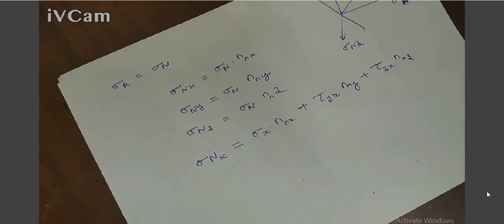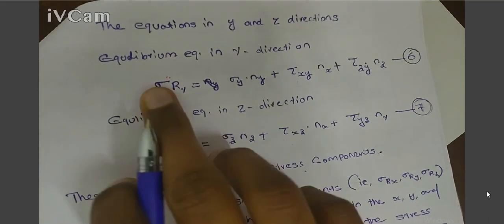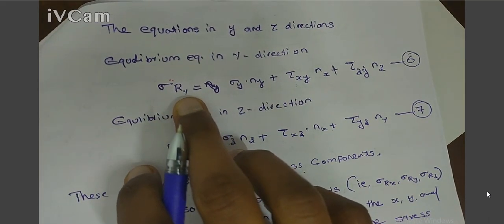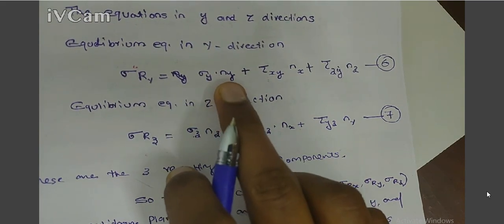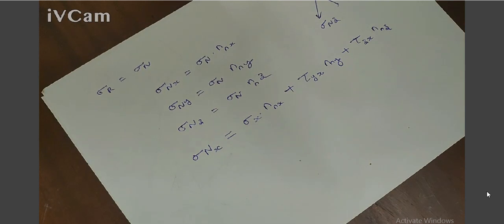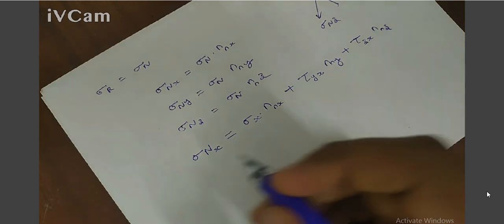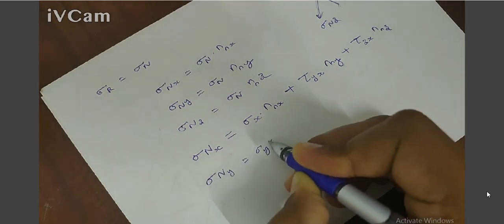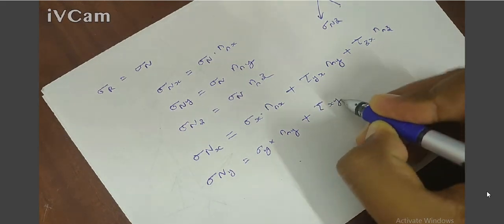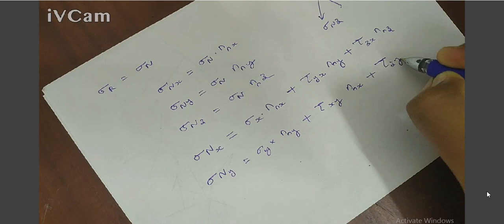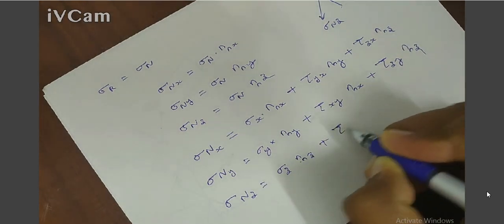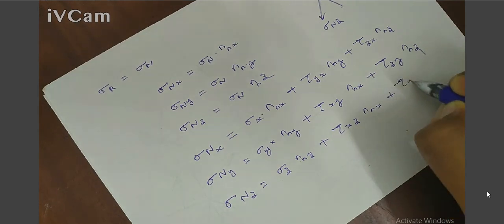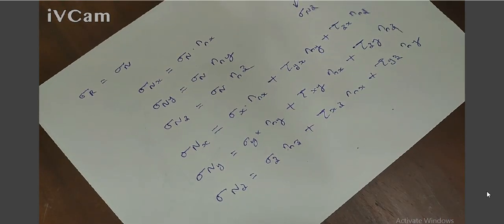Similarly, the next Cauchy's equation, the next component: instead of sigma ry, we can give sigma ny, and here sigma nz. And instead of the direction cosines, we use those of the principal plane. So sigma ny is equal to sigma y nny plus tau xy nnx plus tau zy nnz. Sigma nz is equal to sigma z nnz plus tau xz nnx plus tau yz nny. So this is the Cauchy's formula.